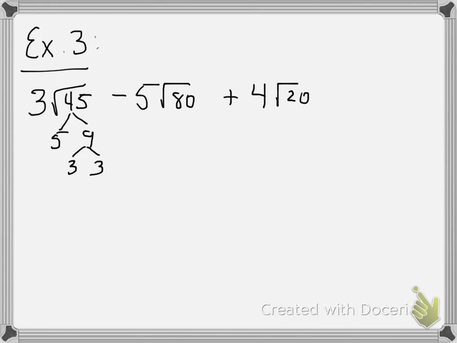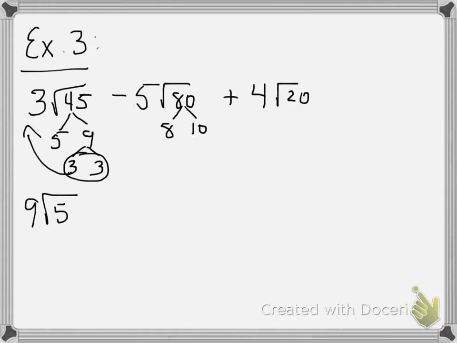So we look here, we've got a pair of the same factor. We have a pair of 3s, so we'll take those out and we'll write 1 3 outside the radical. It'll meet up with the other 3 that's there, and we get 9 root 5. Okay, so let's see if maybe we can turn root 80 and root 20 into something that's just a 5.